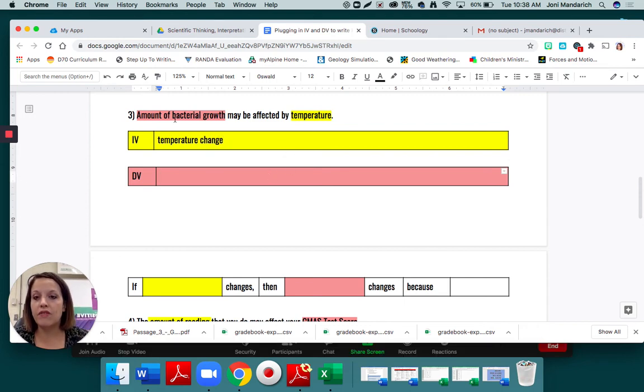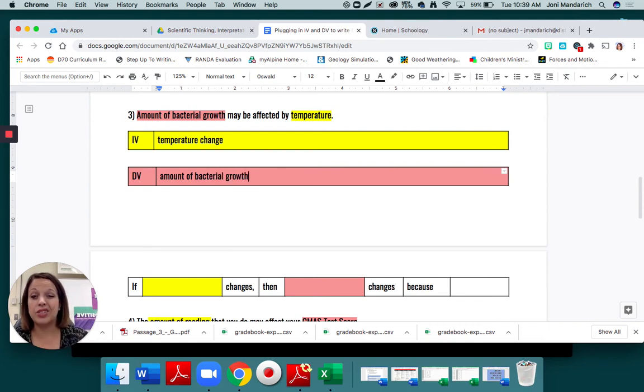My dependent variable, what am I measuring as a result? What is being affected by the temperature? That is the amount of bacterial growth. So let's go ahead and put that in. So the amount of bacterial growth is what I am measuring as a result of the changing temperature.